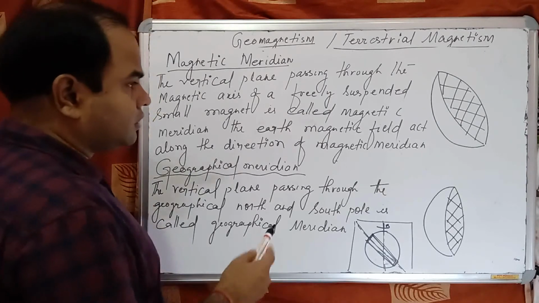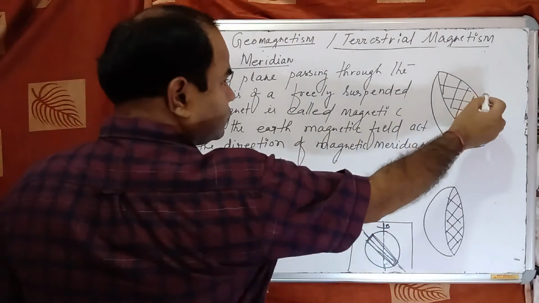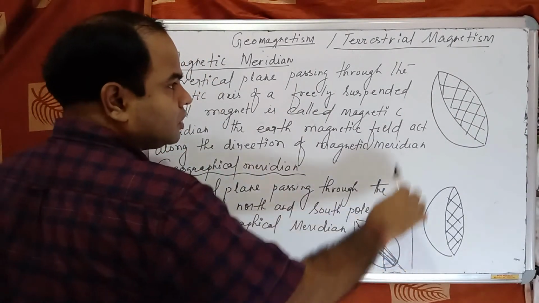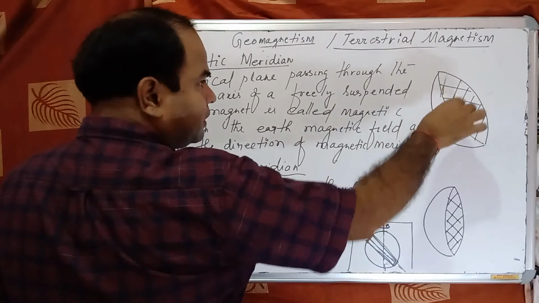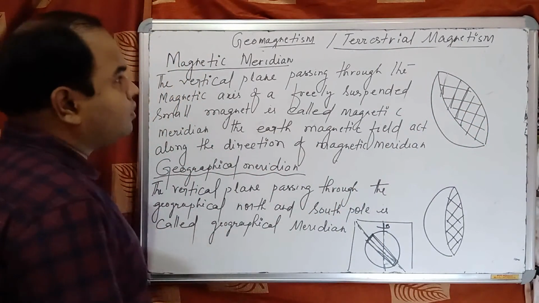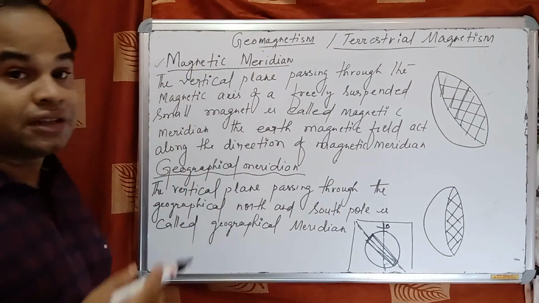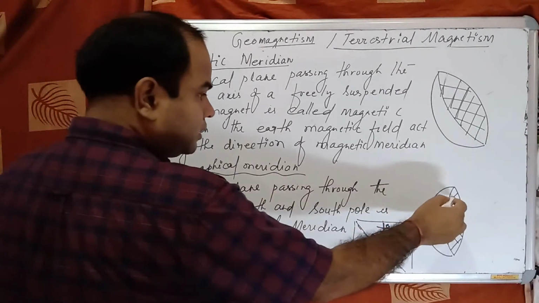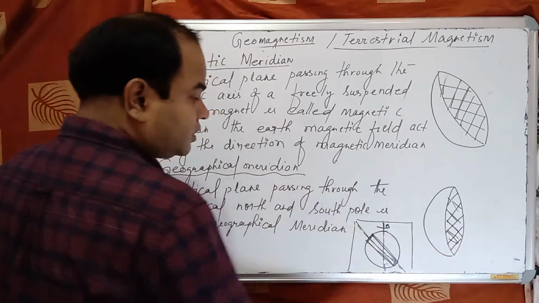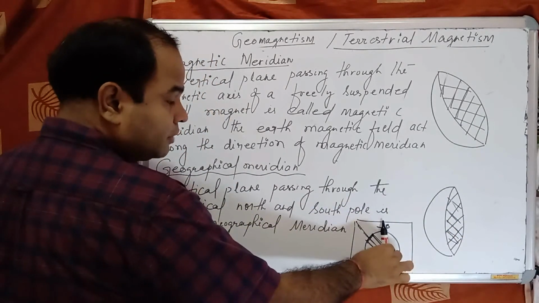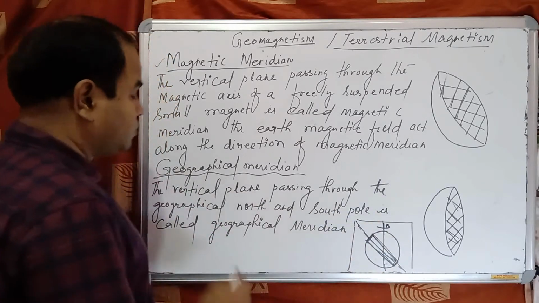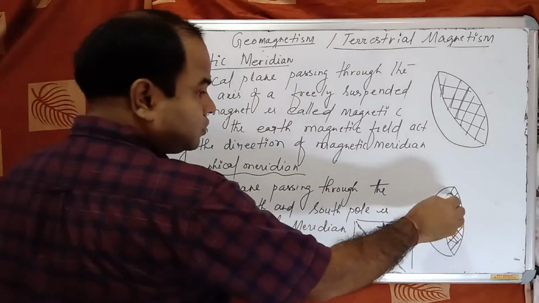And this is shown in this figure also, because our magnetic axis is bent. So this plane is called the magnetic meridian of Earth, and this plane which is passing through the geographical axis is called the geographical meridian. This is shown in this figure.